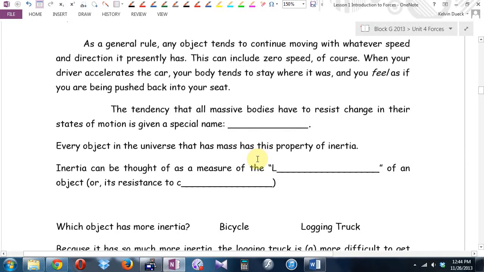This tendency that all massive bodies have to resist change in their state of motion is given a special name. This is what we call inertia.